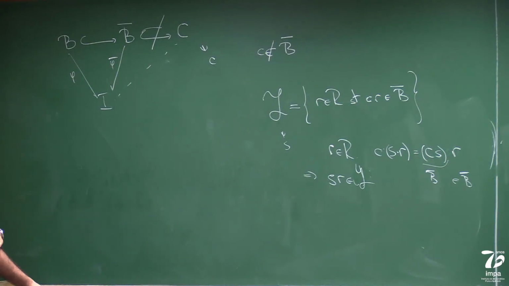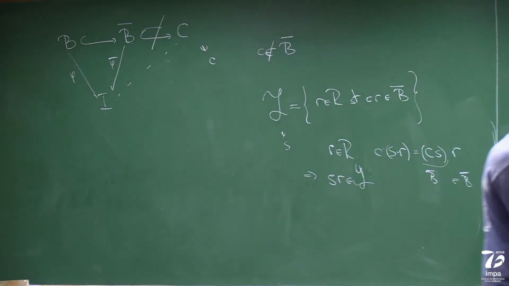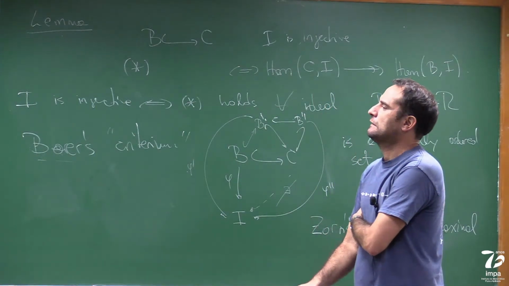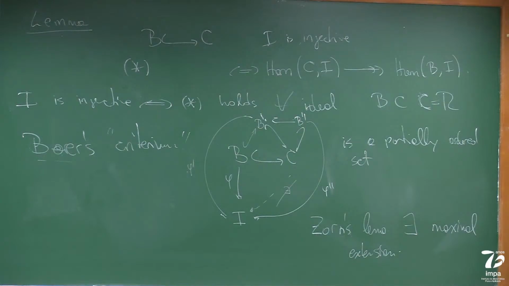All right, so I have this right ideal, and I want to use the fact that we have this map, right? So I need a map from I to this guy. How do I construct that? So I will want a map from this guy to this set. Oops. How do I do that?